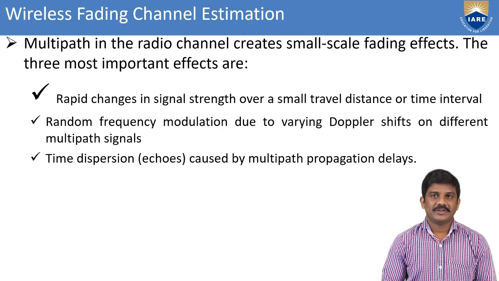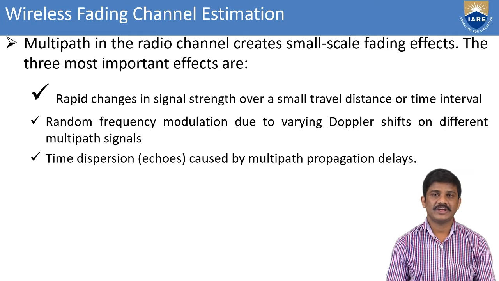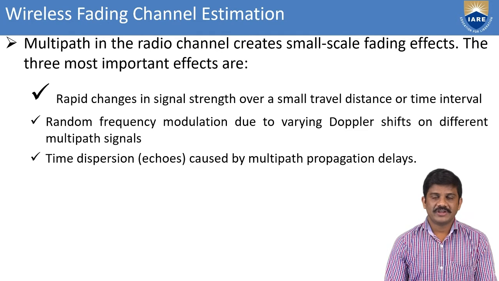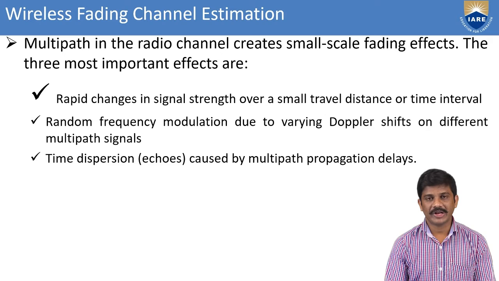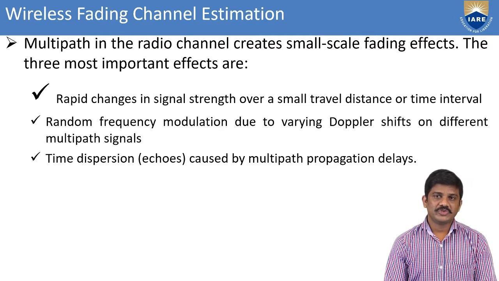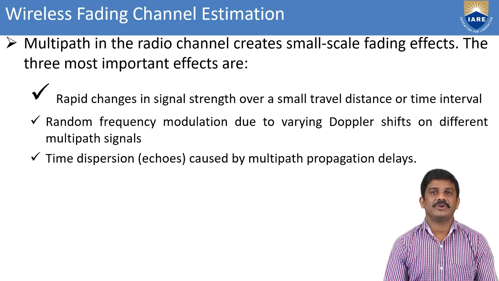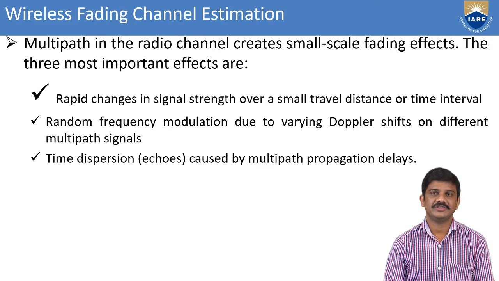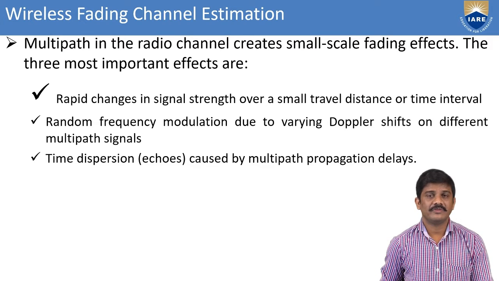Coming to multipath, the most affected factors in small scale fading are the rapid changes in signal strength over a small travel distance or time interval, random frequency modulation due to varying Doppler shifts on different multipaths, and time dispersion caused by multipath propagation delays. This is how we can find out the small scale fading signals. So these are the most important effects or factors in fading.